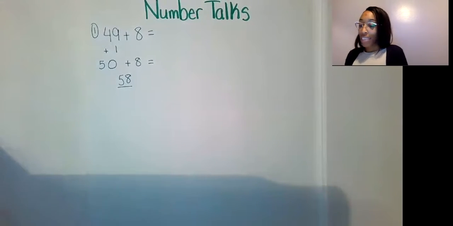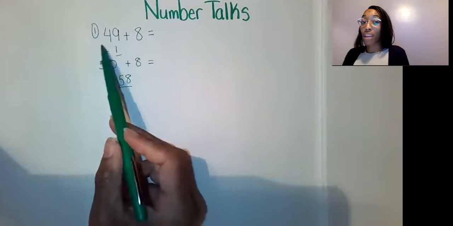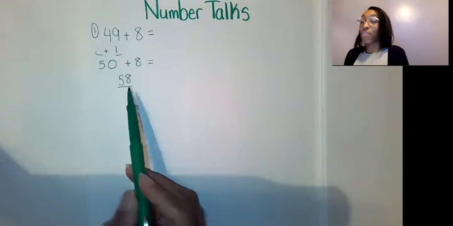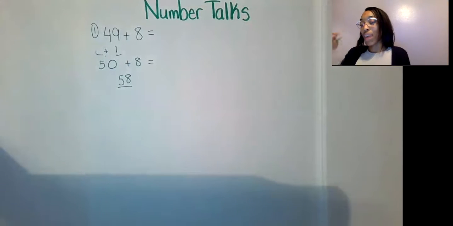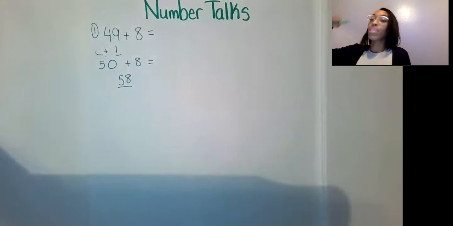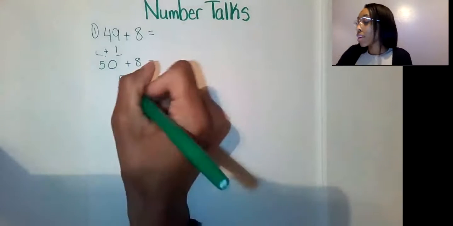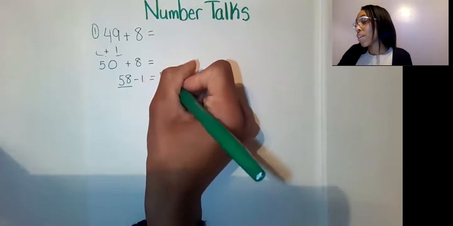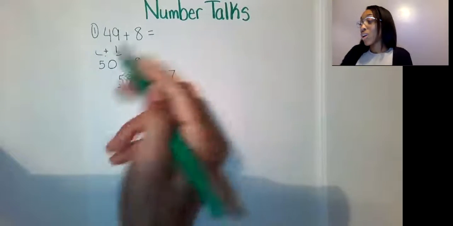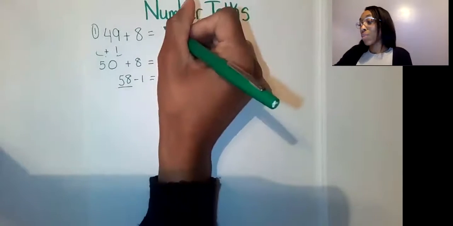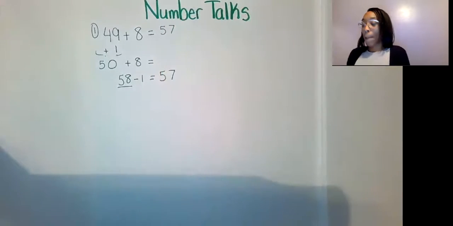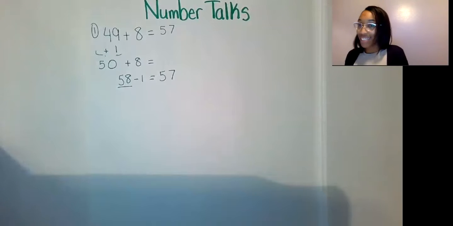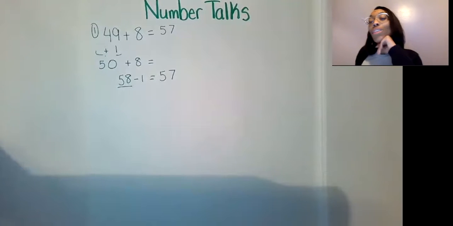Now, I need to take that 1 away from that 58 because I went up 1, so I have to take away that 1. 58, take away 1 equals 57. So 49 plus 8 equals 57. All right. Did you all get that? I'm sure you did. Good job. So let's look at our next equation.